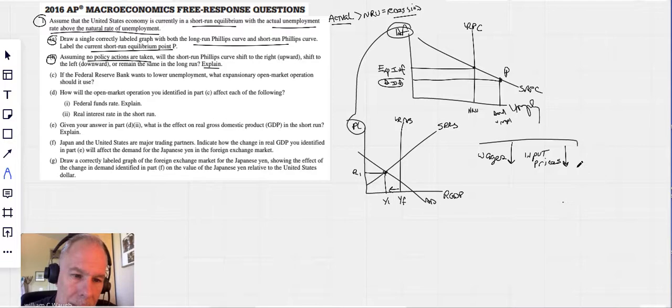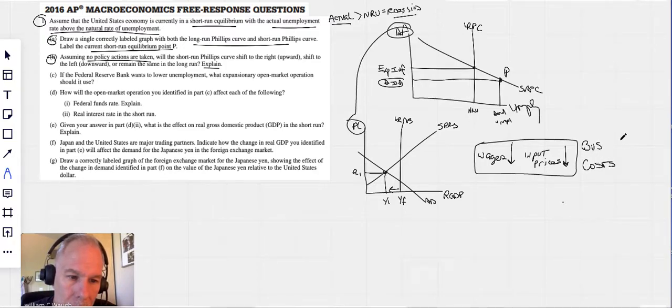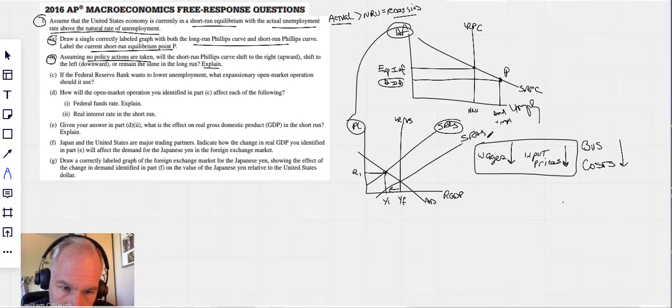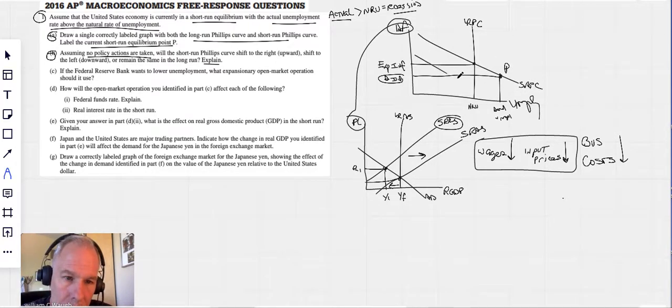Both of these together are what we call business costs. That's an easy way to sum it up. If business costs go down, our short-run aggregate supply curve is going to shift to the right. When short-run aggregate supply curve shifts to the right, we go back to full employment at a lower price level. And back there at full employment. Now, a rightward shift of our short-run aggregate supply curve is a leftward shift of our short-run Phillips curve. So let's draw that in.